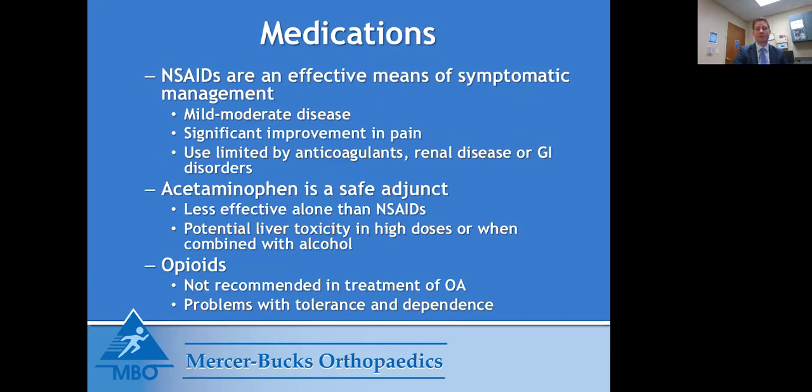Sometimes their use can be limited by other medications that some patients may be taking, such as anticoagulants, if they have kidney disease, or some certain gastrointestinal disorders. Acetaminophen or Tylenol can be a safe adjunctive medication to use in addition to anti-inflammatories. When used alone, they're less effective than anti-inflammatories. They generally have a better safety profile and are not limited by the use of blood thinners or kidney disease. There is the potential for liver toxicity if used in high doses or combined with alcohol.